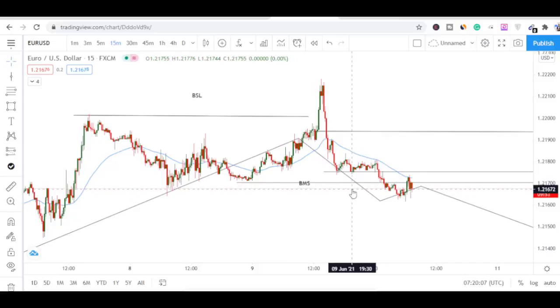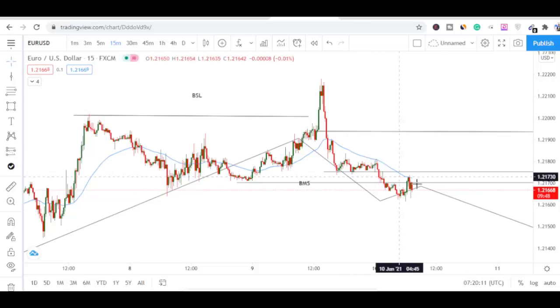Okay. So basically, what we want to do is very, very simple. And what is that? We know what price is doing currently now.